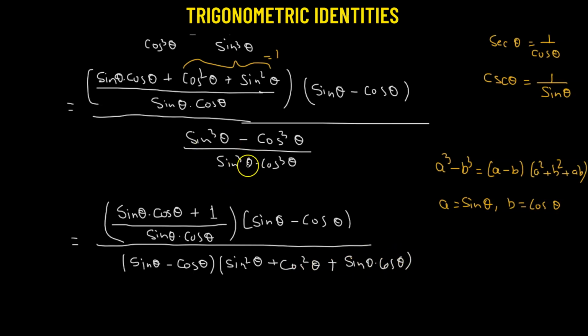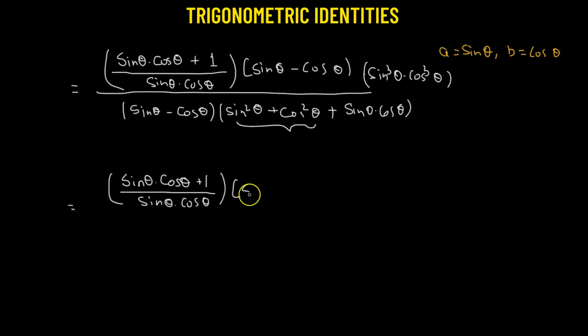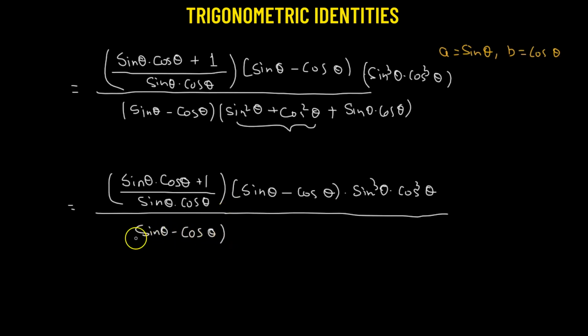We have all divided by sine cubed theta times cosine cubed theta, so we'll multiply it with the numerator. In the numerator, we have sine cubed theta times cosine cubed theta. Fine. Now, we know that sine squared theta plus cosine squared theta equals 1. So we can write down everything. So in the numerator, we have sine theta times cosine theta plus 1, whole divided by sine theta multiplied to cosine theta. So this is multiplied to sine theta minus cosine theta multiplied to sine cubed theta times cosine cubed theta. Whole divided by sine theta minus cosine theta times 1 plus sine theta times cosine theta. So here, sine theta times cosine theta plus 1.